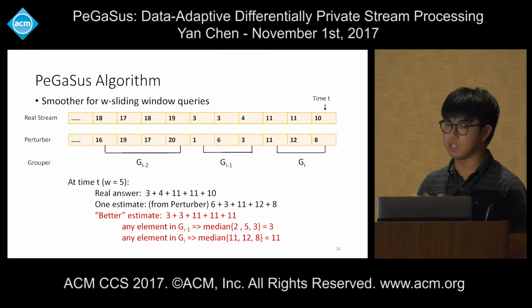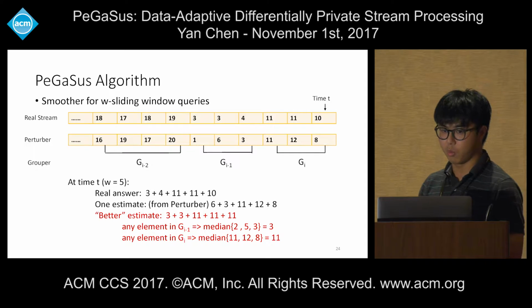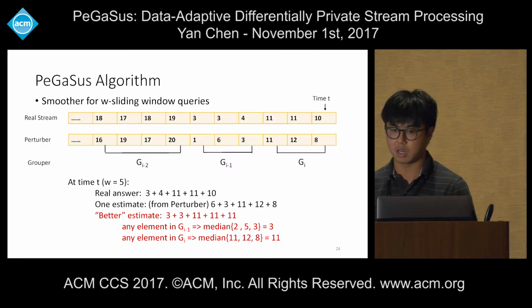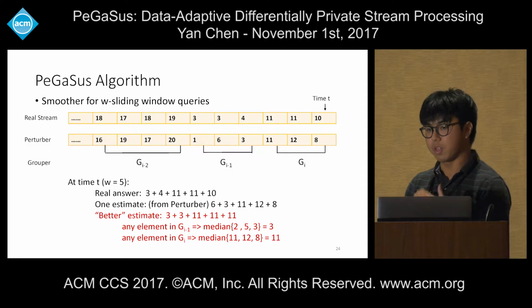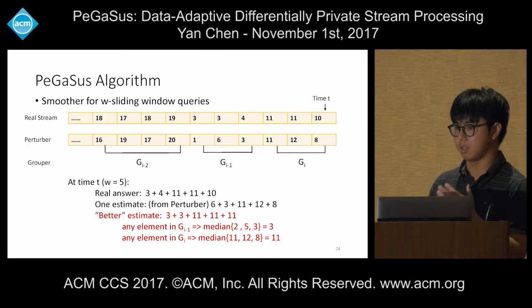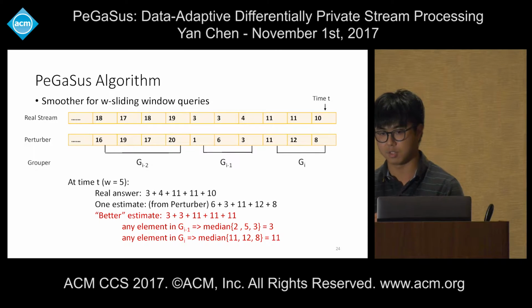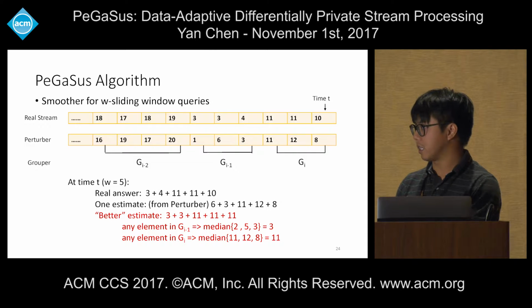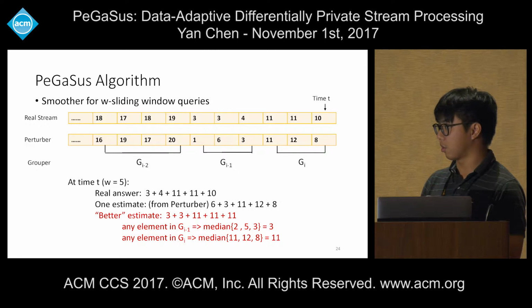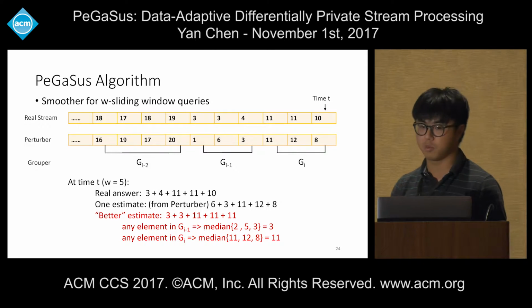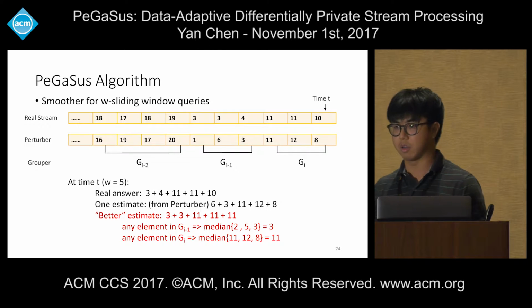Then for each element in GI-1, we can use the median of the noise count indexed by the group as the new estimate for each of the elements in the group. Similarly for GI, we can use the median of the noise count indexed by the group GI as the new estimate for each element in GI. So the new estimate for the sliding window queries can be summed up with these new estimated counts.